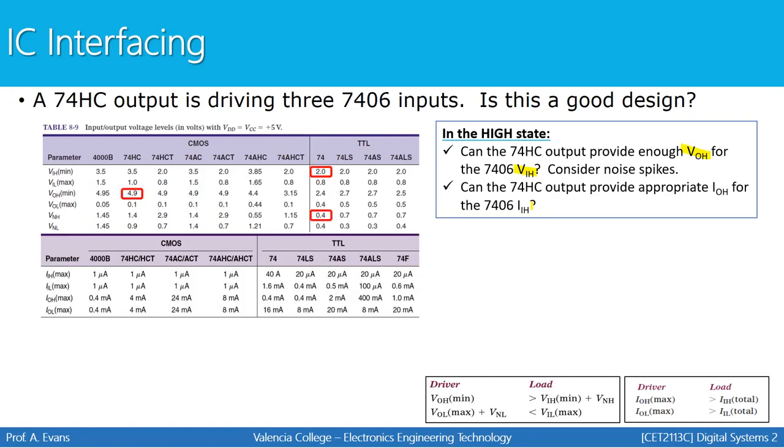And here's how we're going to do that. Our 74HC high level output is right here.